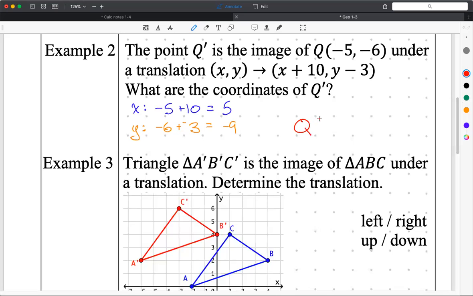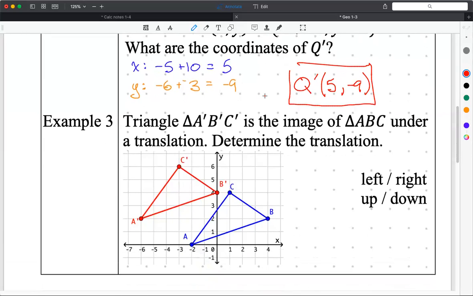Q prime is (5, -9). There it is. (5, -9). Thank you. Really liked how you explained your work too. Thank you. All right, then we move on to example 3. I need another person to read.